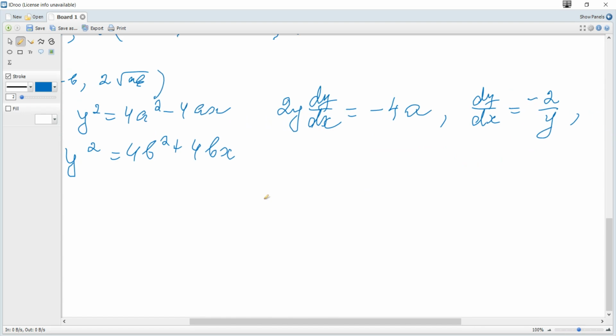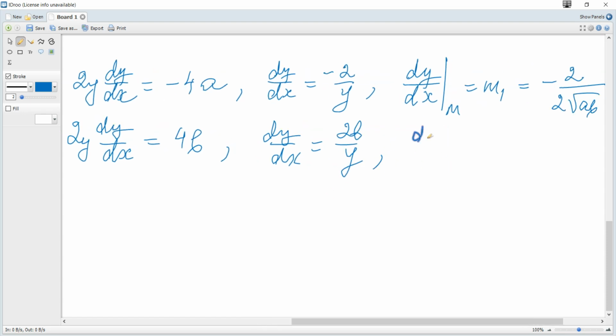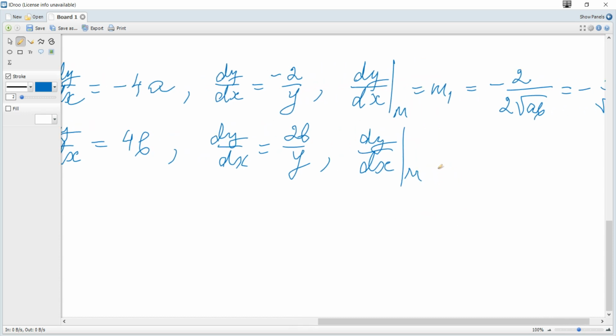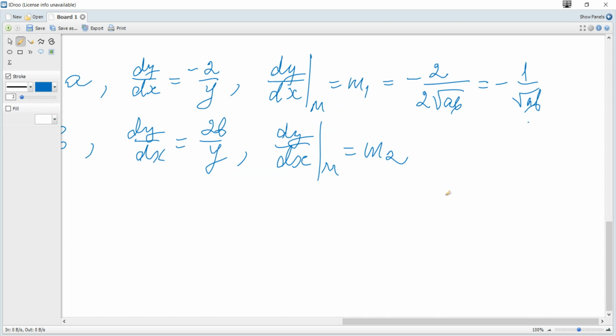And for the second curve, it becomes 2y dy over dx is, again, 0, plus 4b, so dy over dx is 2b over y, and dy over dx at point M, let it be m2, becomes what?